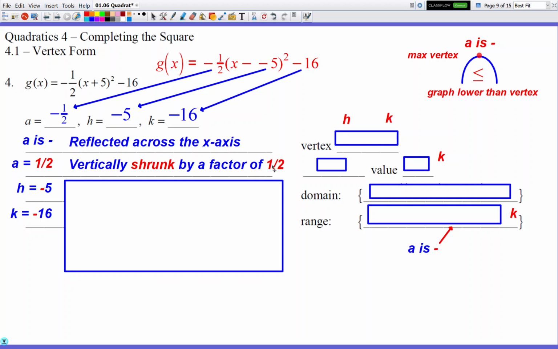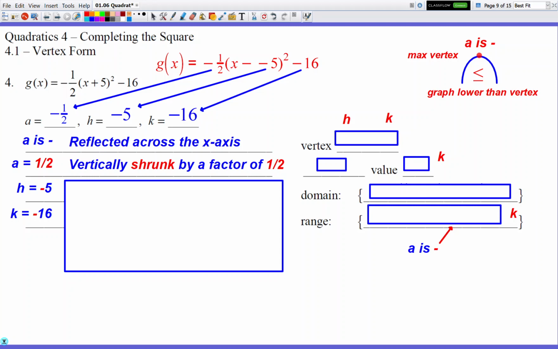And keep in mind, your A value is -½. Do you see a negative sign next to this half? No, I only see the number 1/2. Don't put -½. If you put -½ I have to mark you wrong. Okay, it's vertically shrunk by a factor of half. It's not vertically shrunk by a factor of -½. We cannot write that.